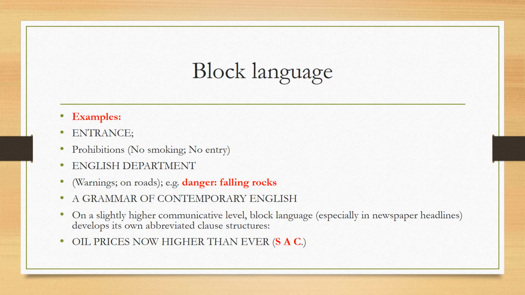Titles, okay, titles of books. Usually titles of books are condensed, and they are not written in complete sentences. For example, a grammar of contemporary English. This is a noun phrase. The major element is the noun. There is no verb. But we can understand that this book is about what? About the grammar of English, or that this book is going to introduce us to the grammar of English.